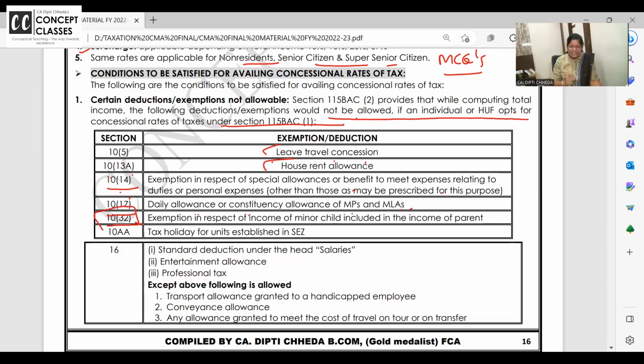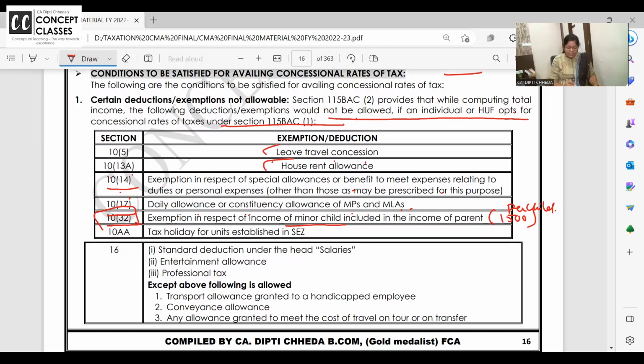10(32), everyone knows this is kind of revision. Exemption in respect of income of minor child. You know, when minor's income is clubbed in the hands of the father, for every minor, how much deduction is allowed just for the sake of knowledge? 1500 per child. For how many children? No upper limit, maximum two children. If three children's income is clubbed in the hands of the father, for every child, he gets an exemption under section 10(32), 1500 per child. That exemption is not allowed if you are going for new tax regime.